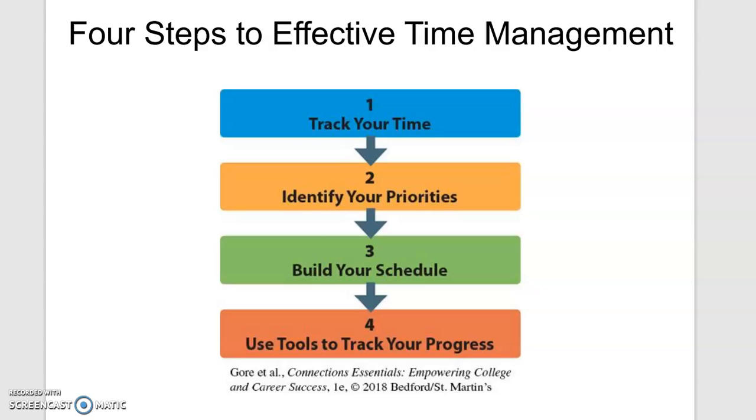So there are 4 steps to self-management. Step 1, track your time. Step 2, identify your priorities. Step 3, build your schedule. And step 4, use tools to track your progress.